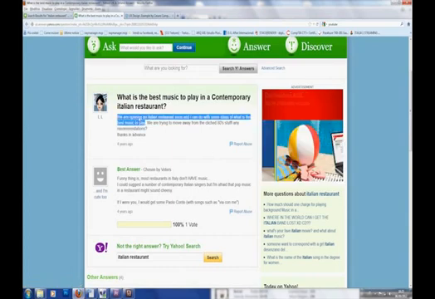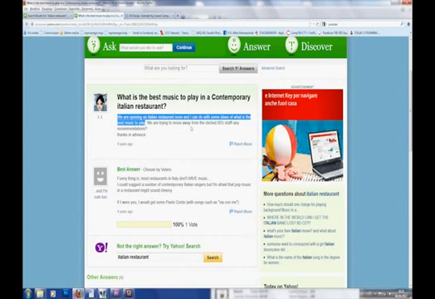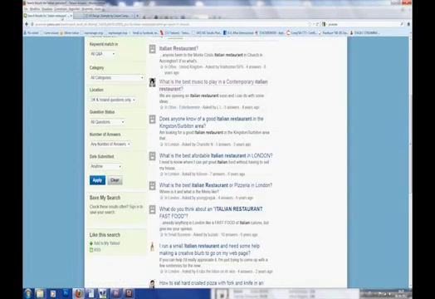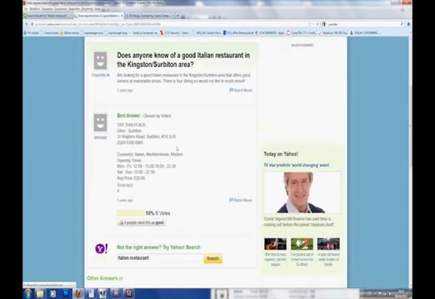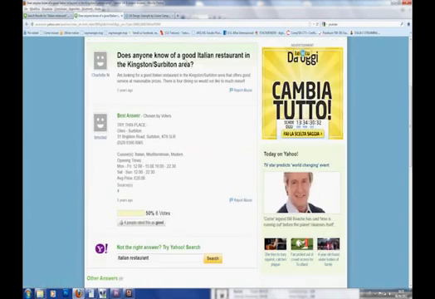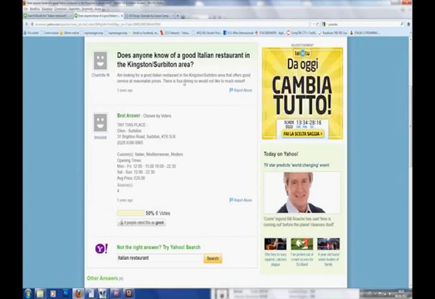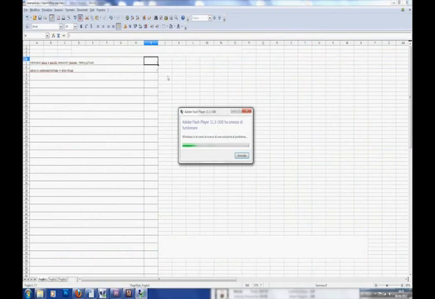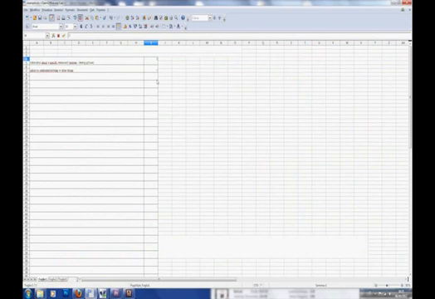What is the best music to play in a contemporary Italian restaurant? Music when opening an Italian restaurant. Okay, this is not important actually, because if you want to open any restaurant, it's not our business. We have to look for what users want. Does anyone know of a good Italian restaurant in King's Summit? Okay, it's the same. Reviews, sense of trust.